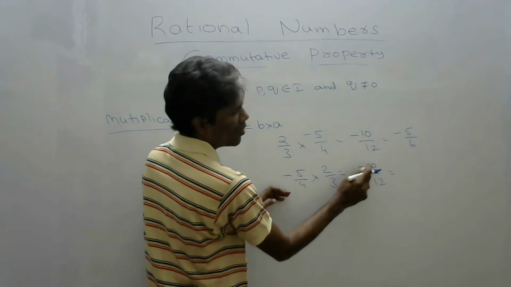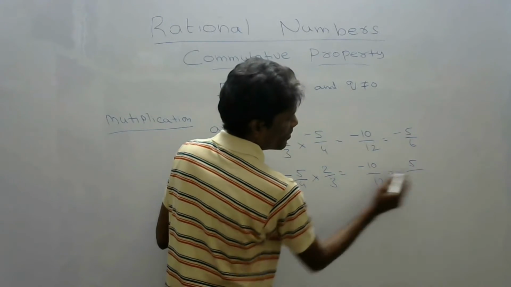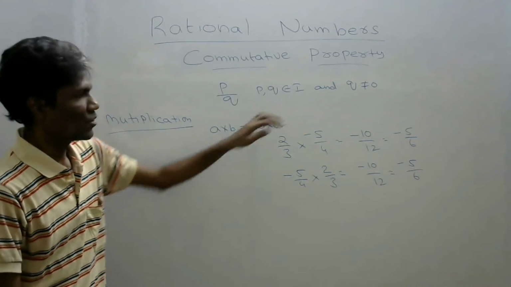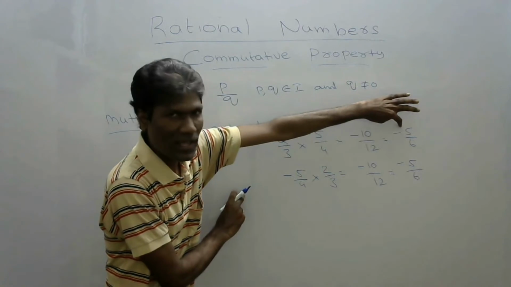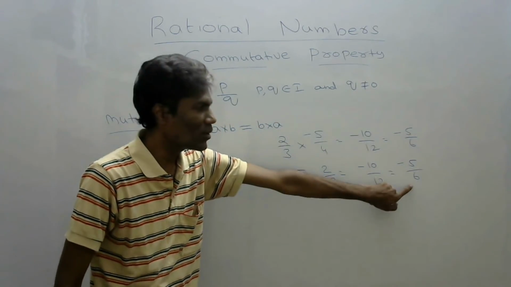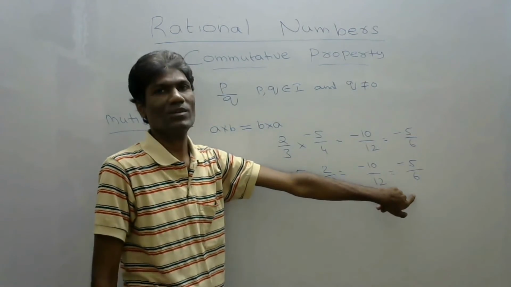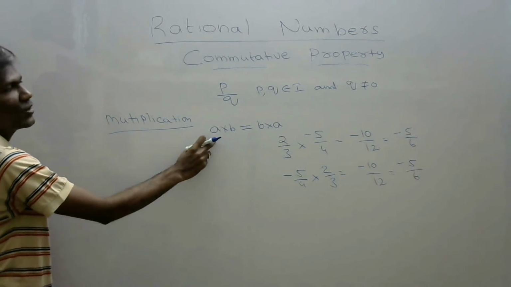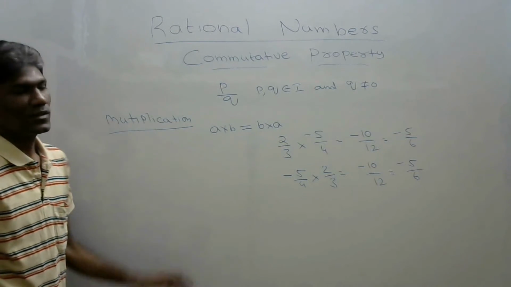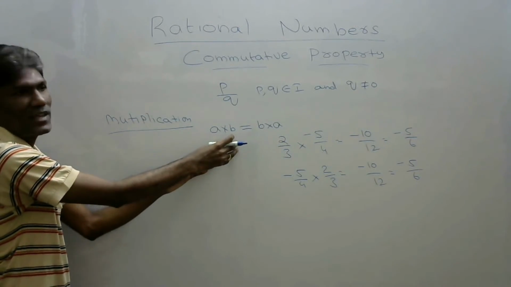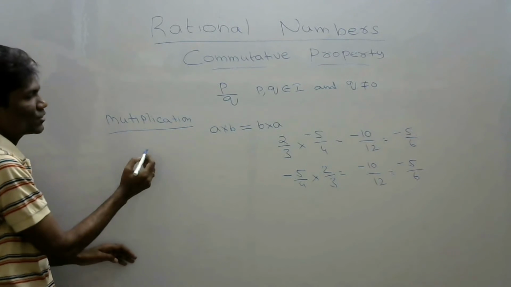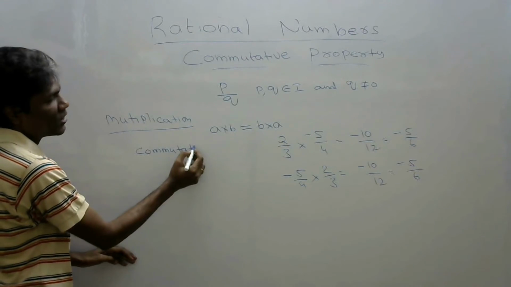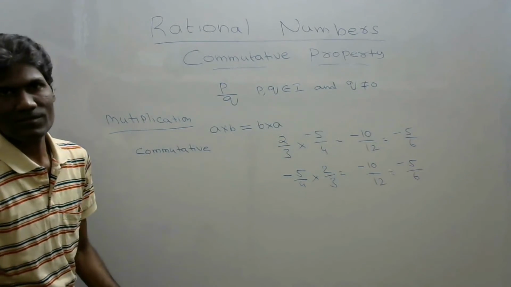If we cancel, 2 fives are 10, minus symbol as it is, 2 sixes are 12. So A into B we got as minus 5 by 6. B into A we got as minus 5 by 6. So these two values are same. Here A into B equal to B into A. So it is satisfying commutative property. So it is commutative with respect to multiplication.